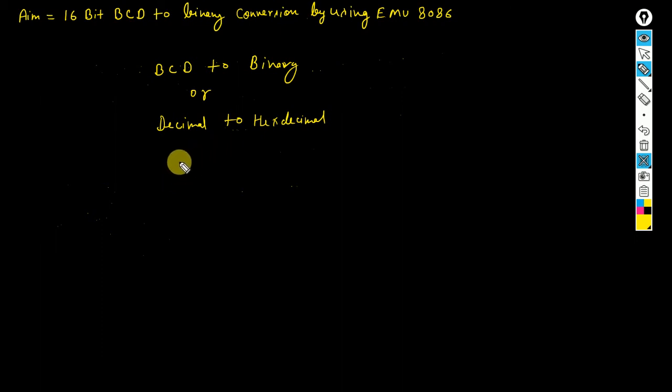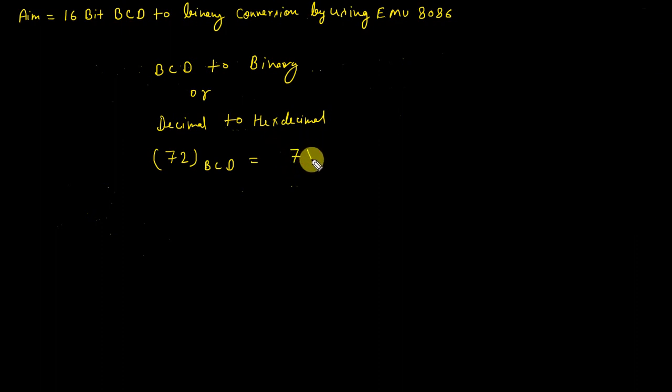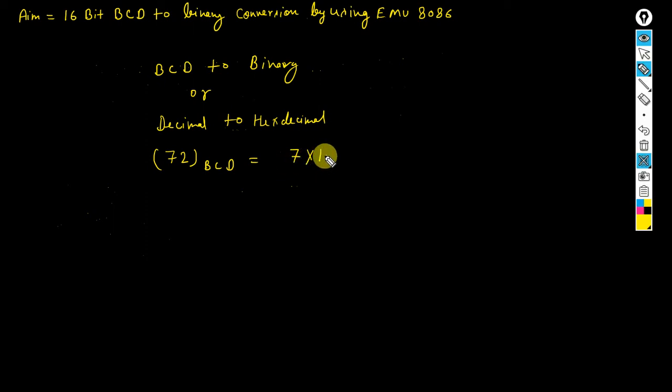Suppose we write 72. This is in BCD format, and suppose we write this number in this pattern: 7 multiplied by 10 plus 2 multiplied by 1. So this is another method to write this number.